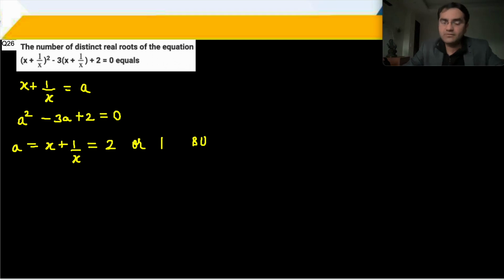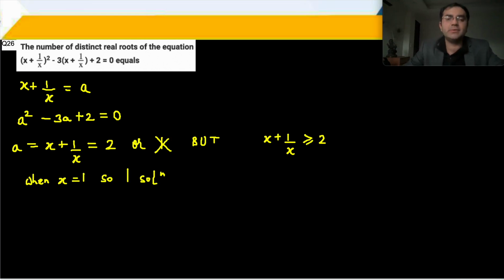But I know from the AM greater than or equal to GM rule that x plus 1/x always has to be greater than or equal to 2. Therefore 1 is not allowed. So 2 is the only solution, and this occurs when x is equal to 1. So there happens to be only one solution for this particular question.